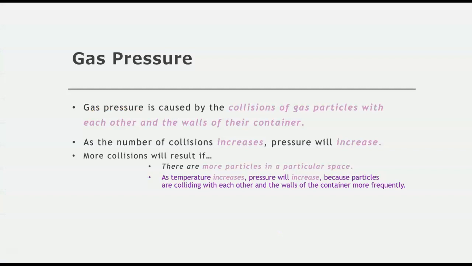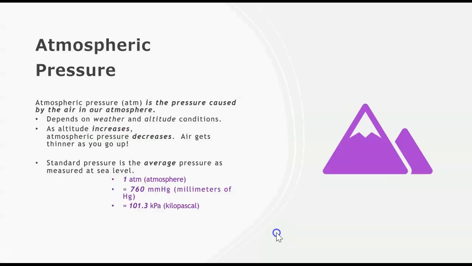When we talk about gas pressure, we often refer to that as atmospheric pressure. Gas pressure is caused by the collision of gas particles with each other and with the walls of the container. And as I mentioned, as the number of collisions increases, pressure will increase, temperature will increase, and volume will also play a role in the number of collisions as well. You will get more collisions if there are more particles in a particular space, and if temperature increases and if pressure increases, because those two things are going to cause the particles to bump into each other more often.